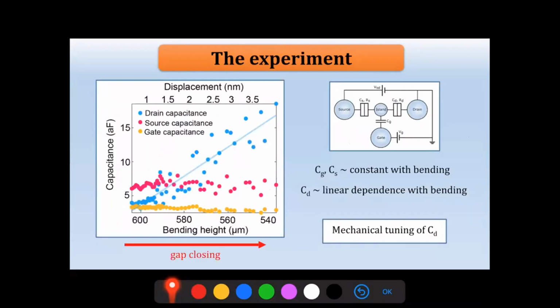So then from the shape of one diamond, we can extract values of the different capacitances as we close the gap. And what we find is that while the gate capacitance and the source capacitance remain quite constant upon bending, the drain capacitance increases linearly as the gap is closed. Then, just from the experimental point of view, we have a quantum dot in our system for which the drain capacitance can be tuned mechanically.